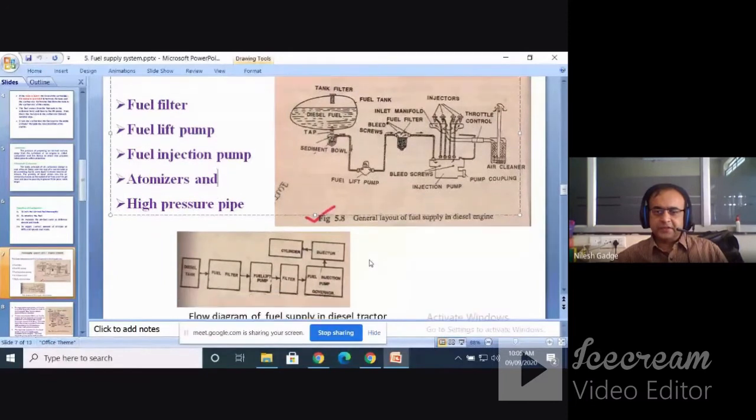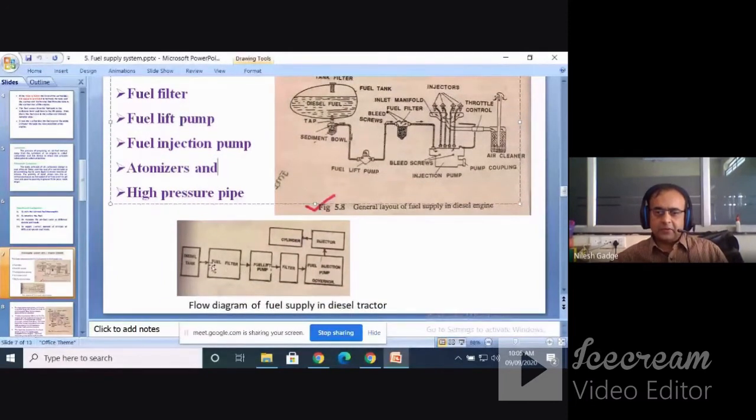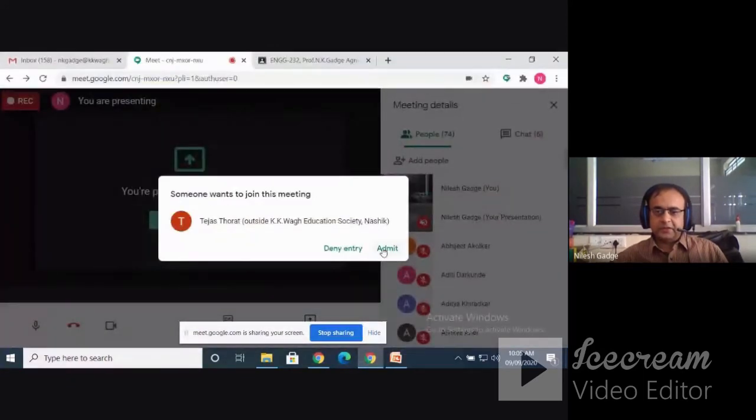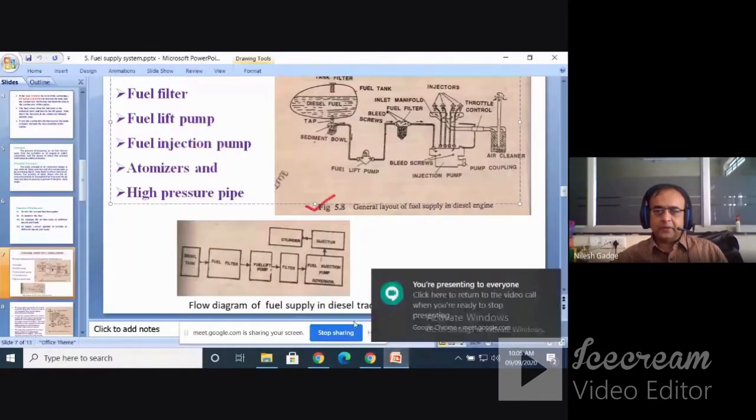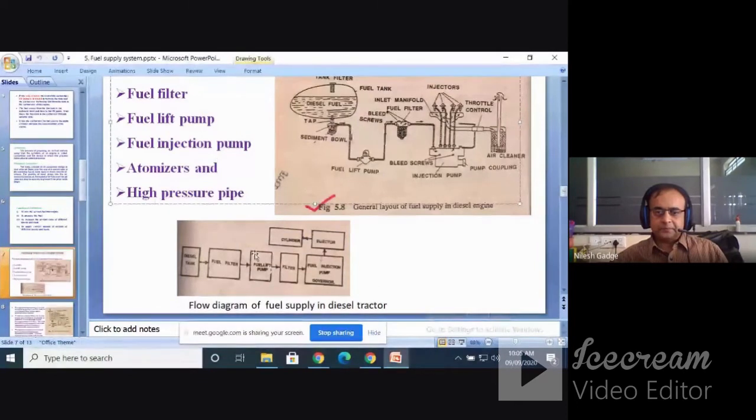This is the flow diagram of the fuel supply system of diesel engine. Here actually we'll see first the flow diagram. This is the diesel tank or fuel tank.